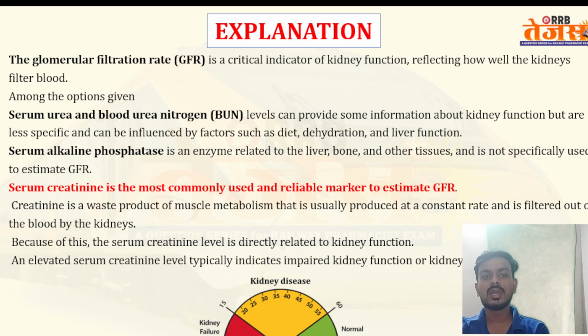Serum urea, blood urea nitrogen, we call it BUN level, provides some information about kidney functions. Serum alkaline phosphatase is an enzyme related to liver, bone, and other tissue, and is not specifically used for the estimate of GFR. Serum creatinine is the most commonly used and a reliable marker for GFR. This is very, very important. You have to remember.